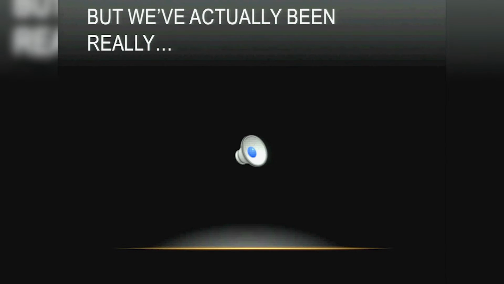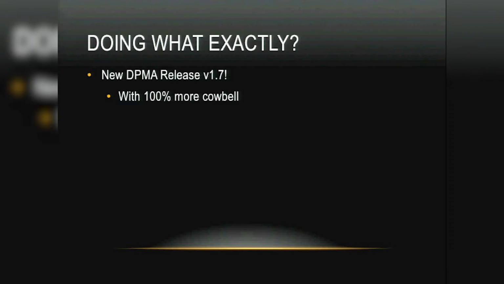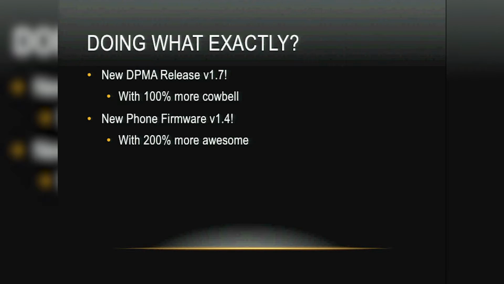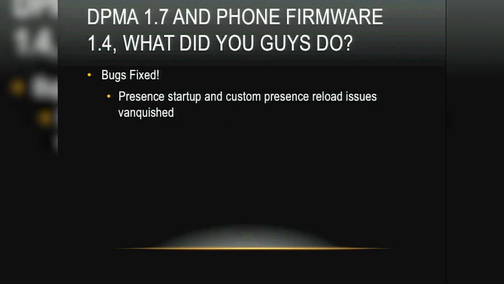So doing what exactly? Well, we've got a new DPMA release. It's version 1.7. It's got 100% more cowbell, and we've got a new phone firmware, version 1.4, with 200% more awesome. What did you guys do? Well, we fixed some bugs, again, because that's what we like to do. Again, it was more presence things. We had an issue with presence startup, and we had an issue with custom presence.